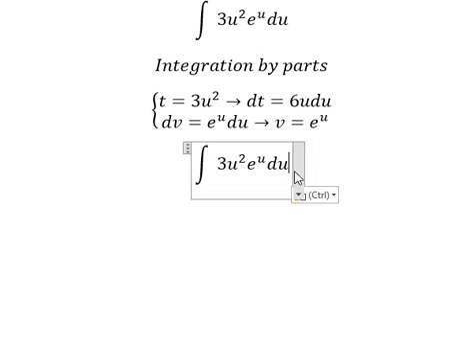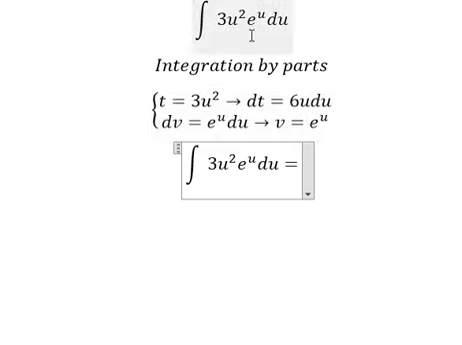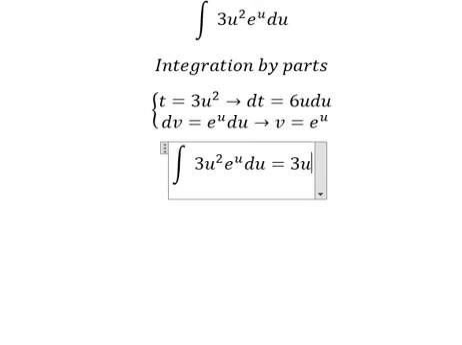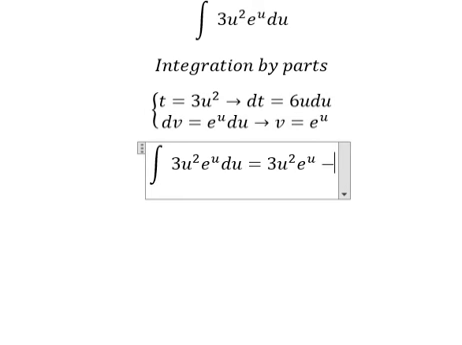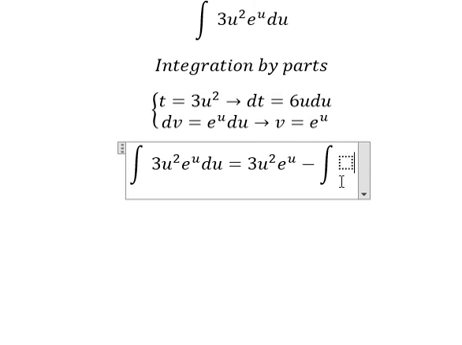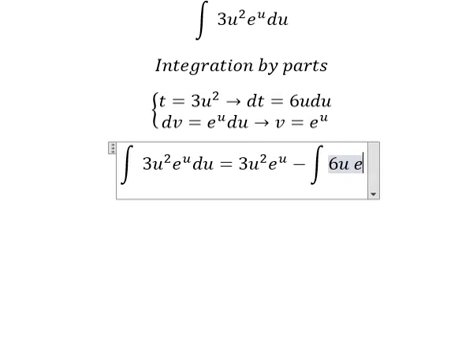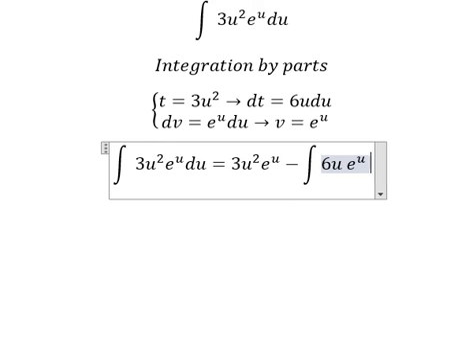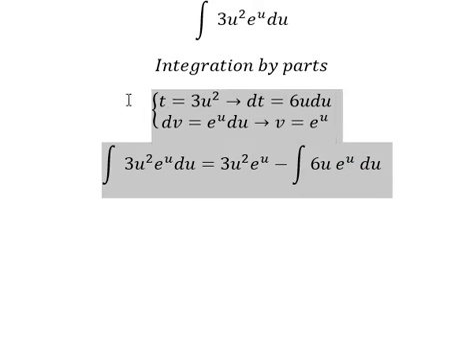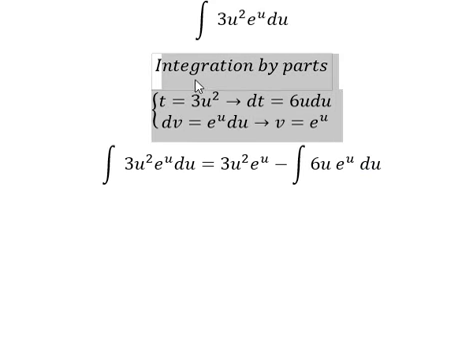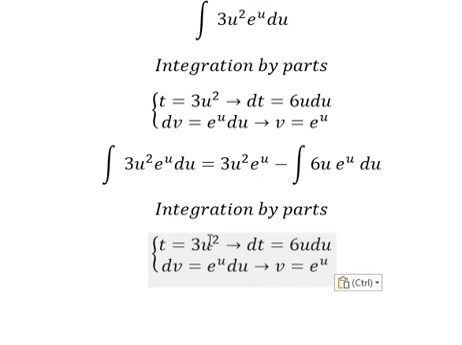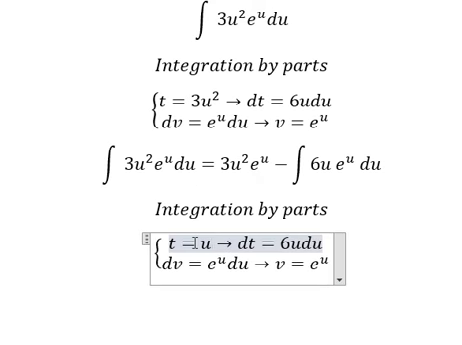Next, we have t multiplied by v minus, we have dt multiplied by v, so we have the integration 6u e to the power of u du. Next, we need to use integration by parts. This one we change by u, and this one we have du.